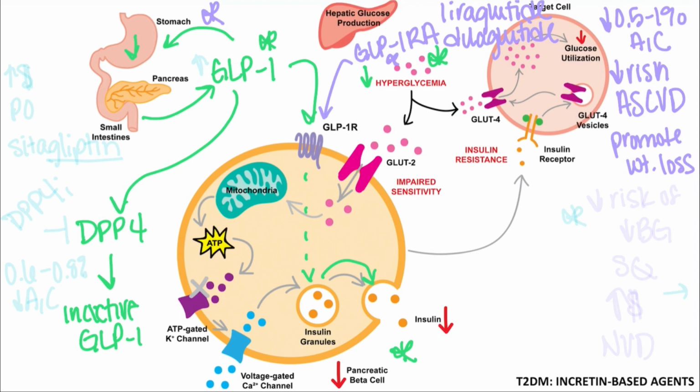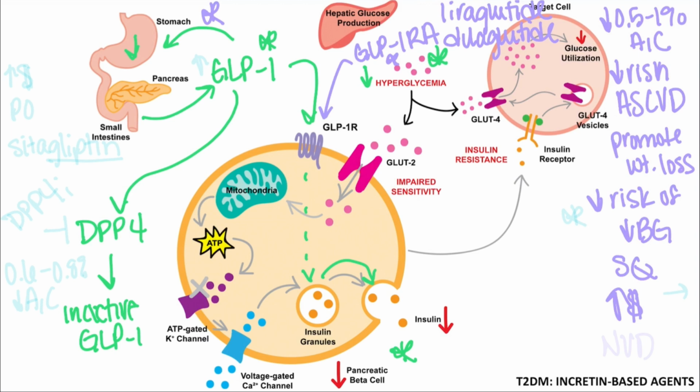So these agents also have minimal risk of hypoglycemia, unless they are combined with insulin or secretagogues. So the downsides of these agents is that because they are a protein, they must be given sub-Q. Otherwise, the harsh stomach environment would destroy them, and they are newer, so they are also much more expensive.